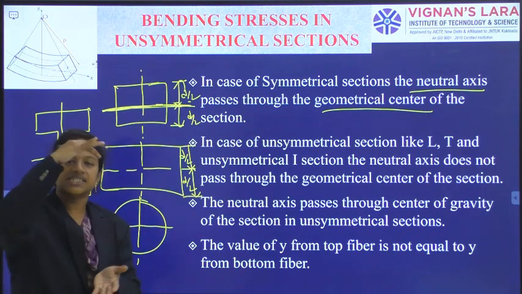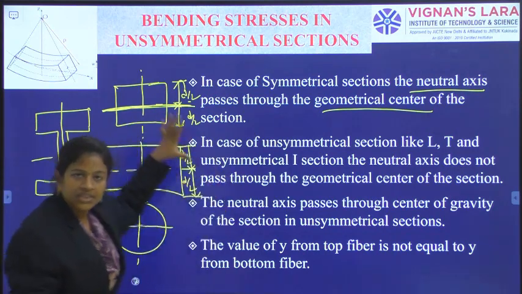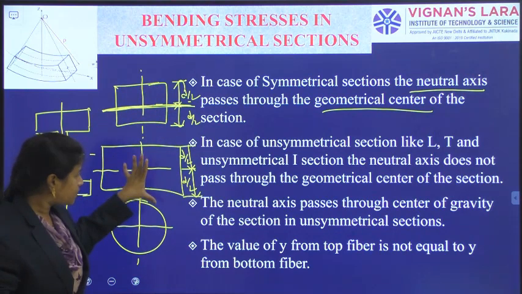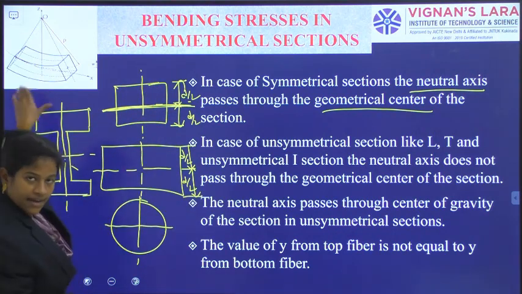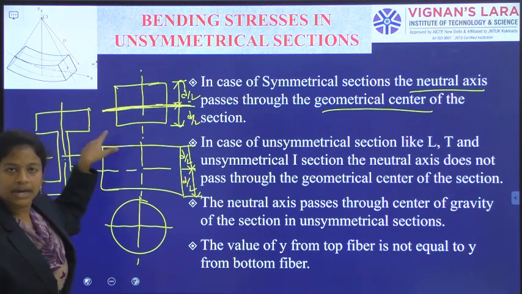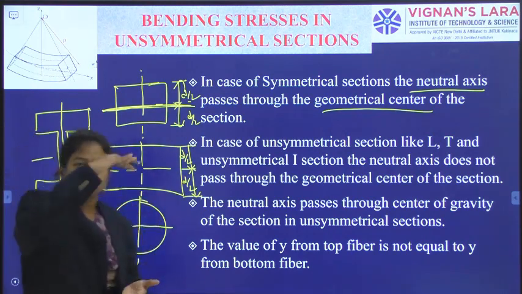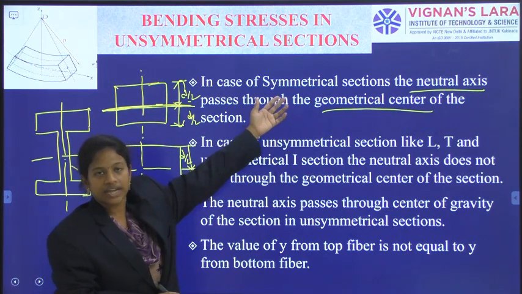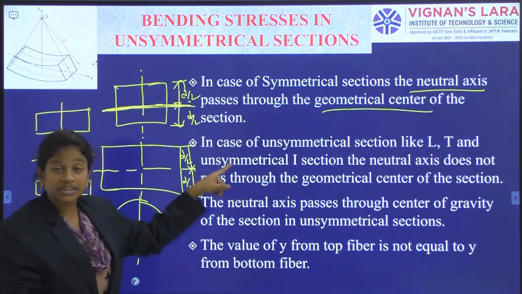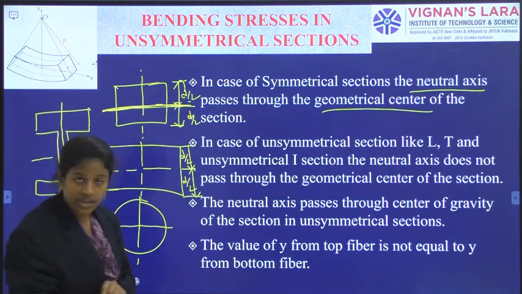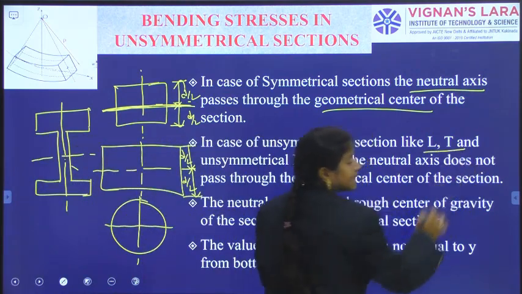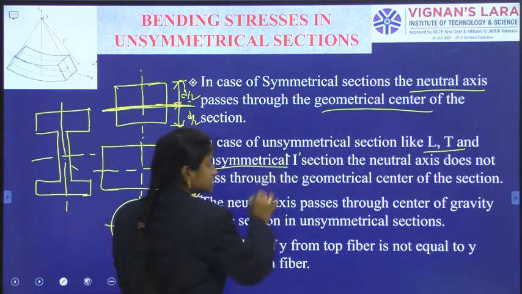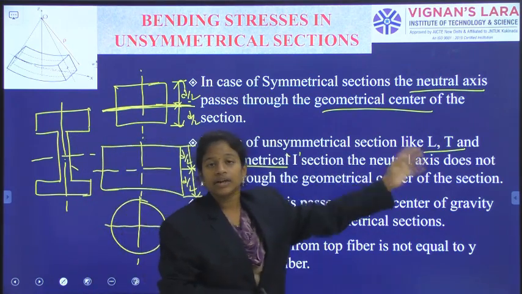Geometry means that with the shape there is a symmetry. With respect to the height there is a center line, and with respect to the width there is a center line. That is the geometrical center line, and it coincides with the neutral axis. But in case of unsymmetrical sections, what are the unsymmetrical sections we have given? Those are L, T and unsymmetrical I. Such unsymmetrical I shapes, L shapes or T shapes.